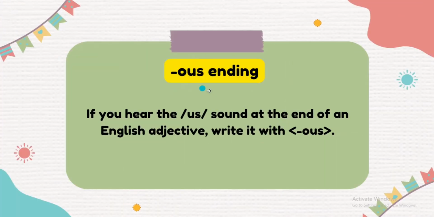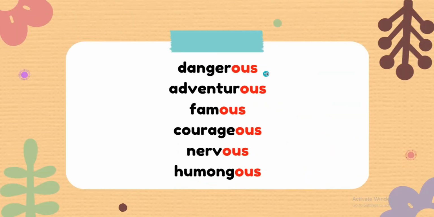Okay, children often get confused when they need to write /us/ at the end of English words, especially when they are adjectives. So if you hear the /us/ sound at the end of an English adjective, write it with OUS. For example, dangerous, adventurous, famous, courageous, nervous, or humongous. So you can guide your little learners that if they are writing a describing word that is ending in the /us/ sound, please add an O as well.